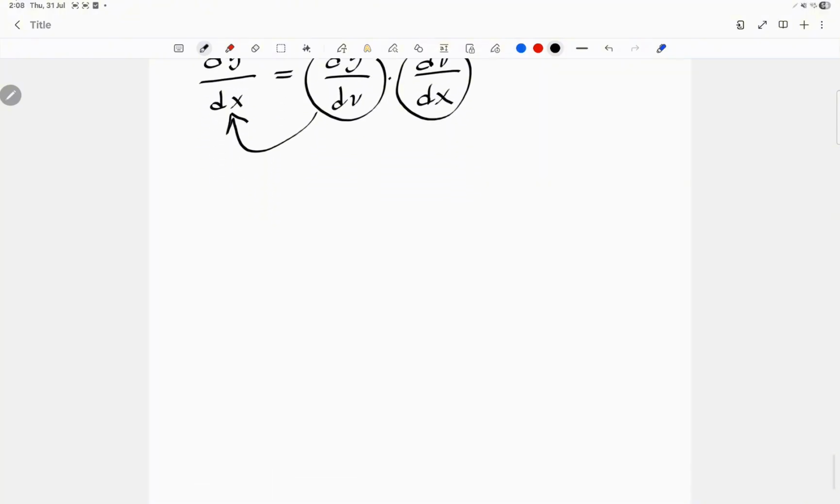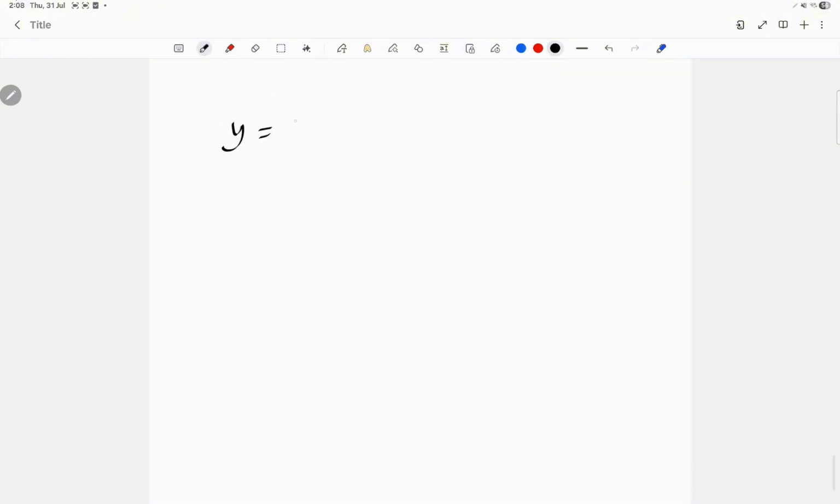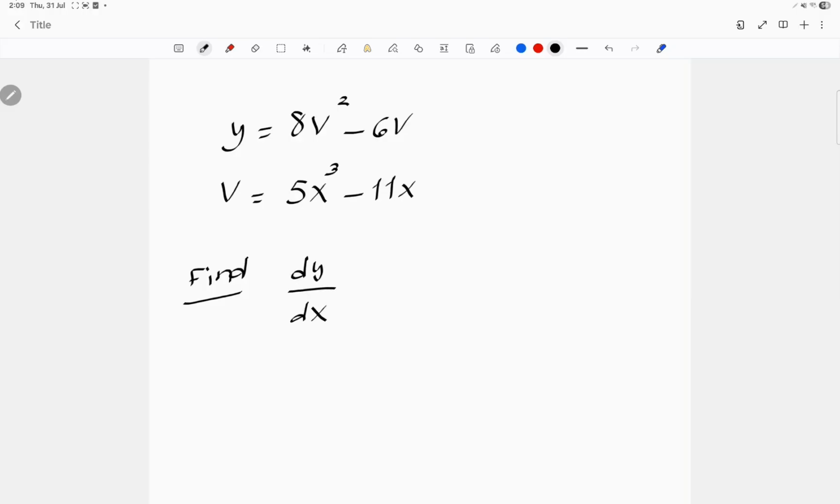Let's give you an example. If I have y is equal to 8v to the power of 2 minus 6v, and I have v is equal to 5x to the power of 3 minus 11x, find dy over dx. First thing you do is, here you have y and v, correct? That means you will have dy over dv. Here you have v and x. That means you will have dv over dx.